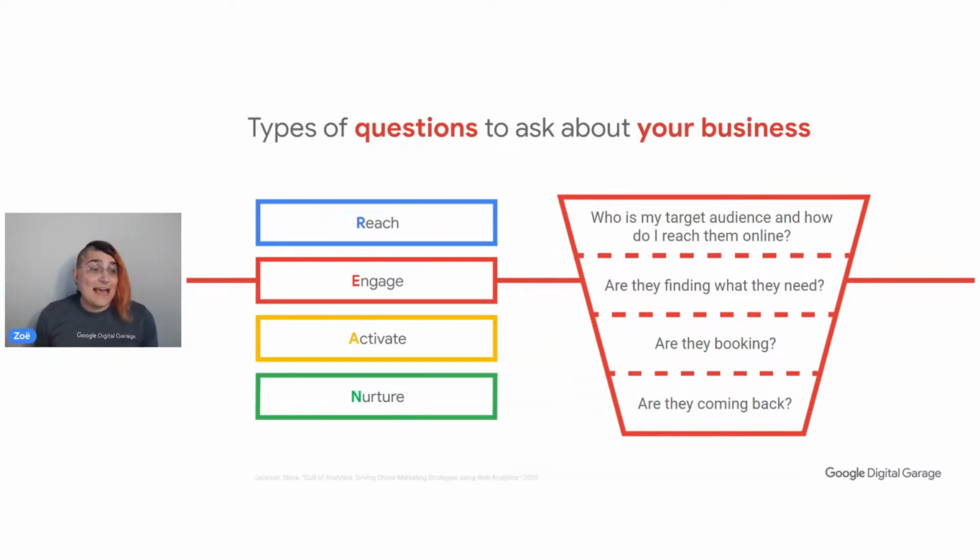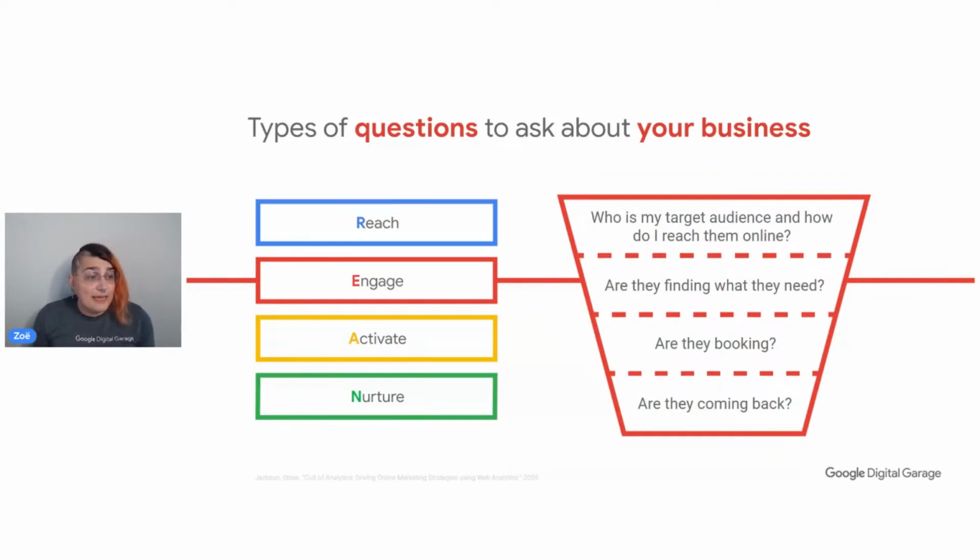But the next stage is the activate stage. And again, some of your customers aren't going to get there. That's why it's a funnel. It gets smaller at every stage. But the activate stage is when they actually make a purchase. Again, sometimes it's called the action stage. That would be going in and making a purchase.